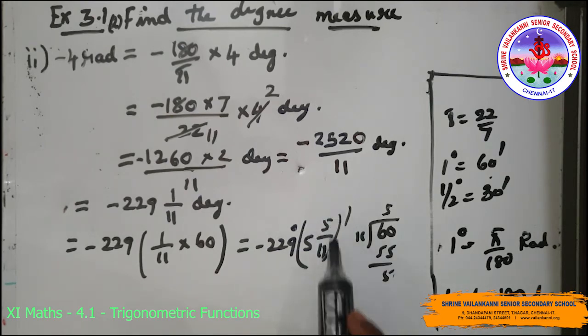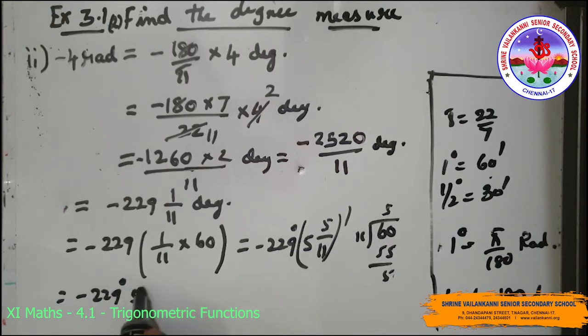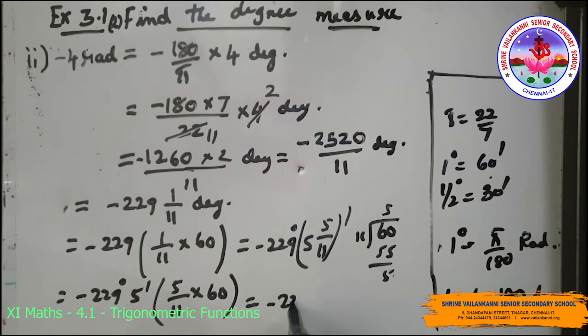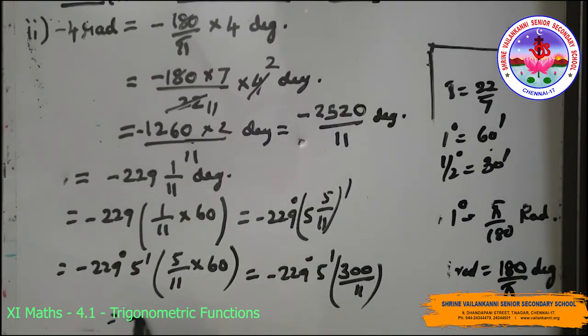Now we have to convert this 5 by 11 into seconds. So which is equal to minus 229 degree, 5 minutes, and converting 5 by 11 into 60, converting into seconds. So which is equal to minus 229 degree 5 minutes, so 300 by 11. So dividing 300 by 11, which is equal to minus 229 degree 5 minutes and 27 seconds. So minus 4 radian, which is equal to minus 229 degree 5 minutes and 27 seconds.